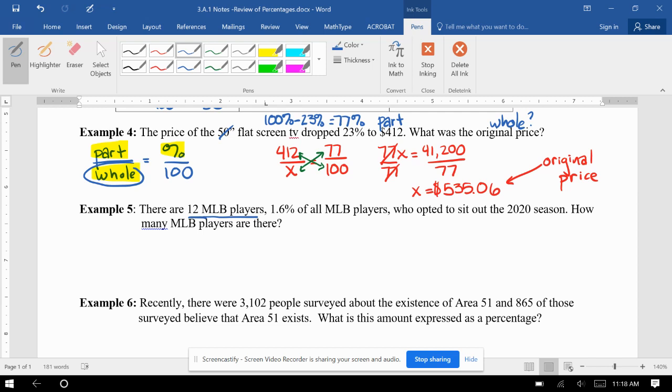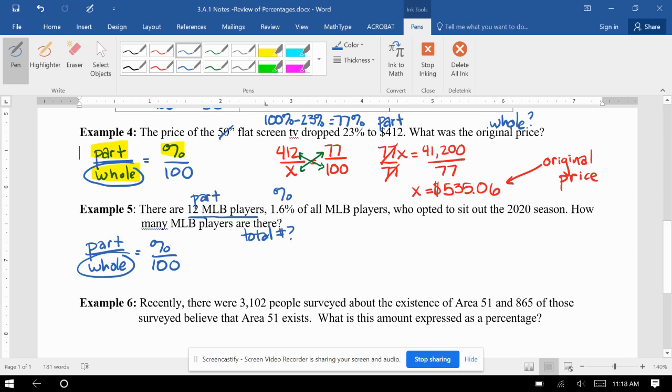How many Major League Baseball players are there? So we want to know what the total number is. We don't know how many total MLB players there are. We do know that part of them are the 12, and we know that this is the percent, right? So what we're looking for, and we write our part over whole equals percent over 100. We currently don't know the total again.